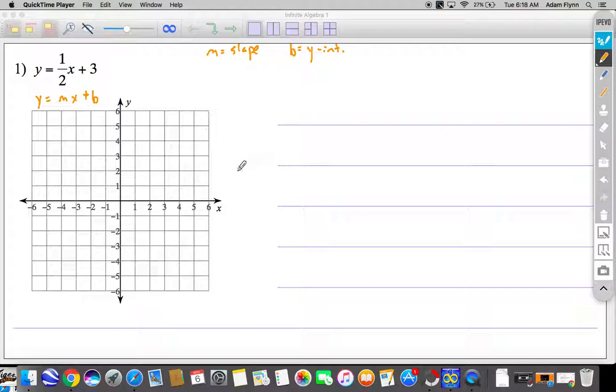Okay, so I know I'm going to start at my y-intercept, so in this case it's 3. Make a point. And then my slope is 1/2, where the numerator is my rise and the denominator is my run. So I've got 1 as my rise, so I'll go up 1 from my y-intercept, and my run is 2, so I'll go to the right 2. Or I could go down 1 and to the left 2.